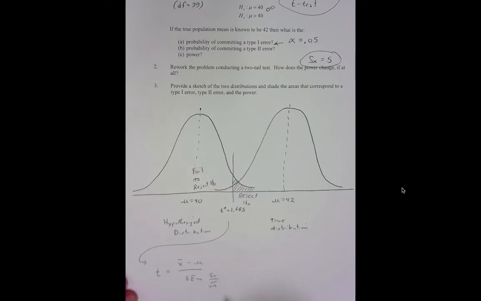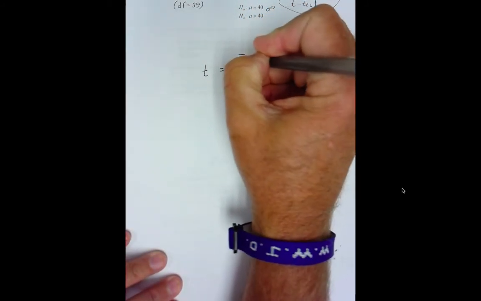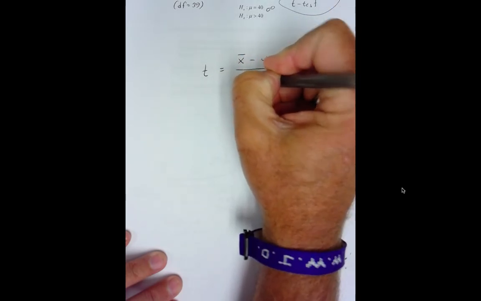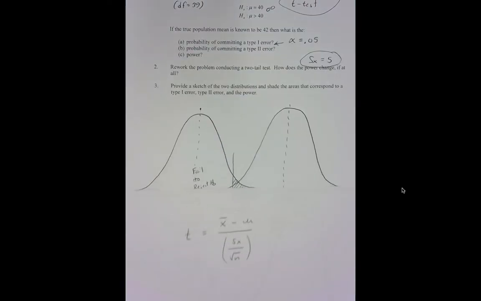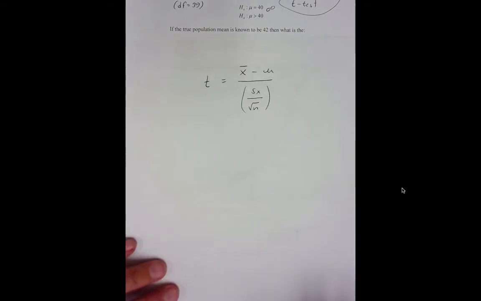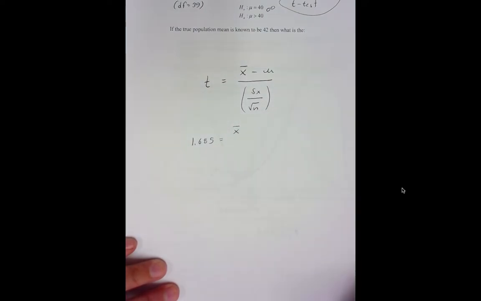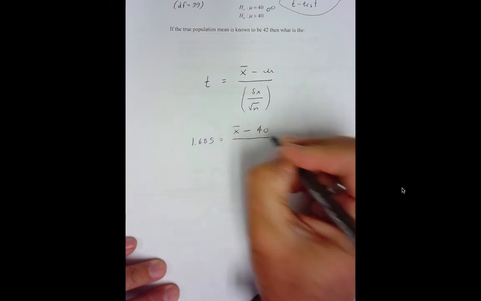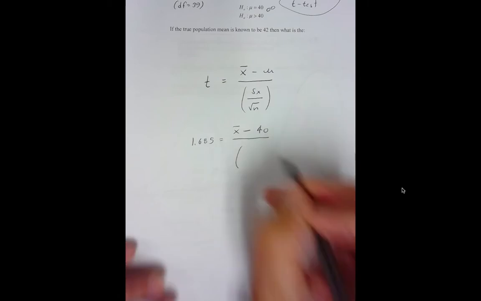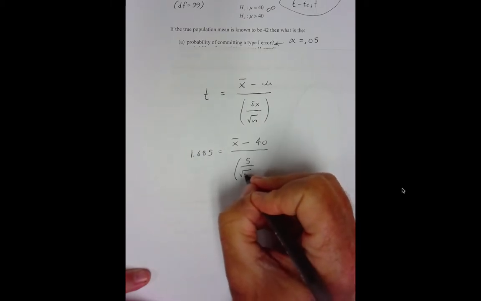Okay, so working this out, I have t equal to x bar minus mu over the standard deviation over the square root of n. So my t for cutoff is 1.685. We're trying to find the sample mean that corresponds to that. The distribution has a mean of 40 and a standard error of, what did I say, 5? Yeah. Over the square root of 40.